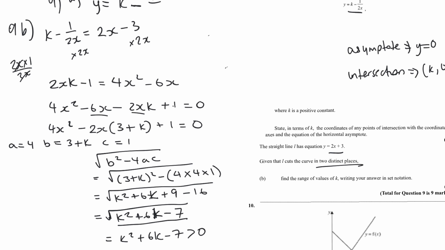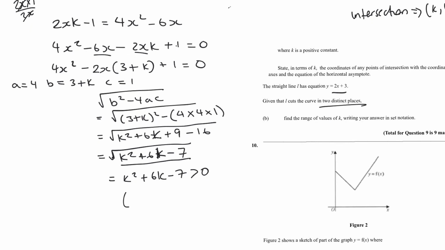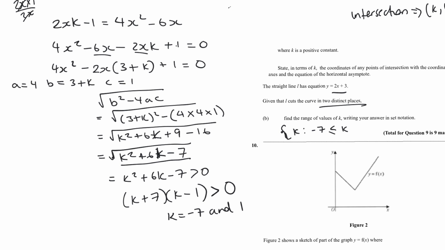So now to solve this, it would be k plus 7, k minus 1, if we solve this by factorizing. So then our values of k are minus 7 and 1. And to write this in set notation, you could write it as k, and then the colon, minus 7 less than or equal to k less than or equal to 1. And that's it for that one.